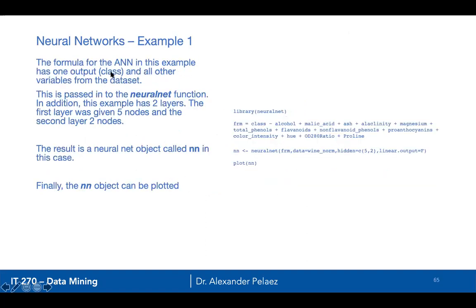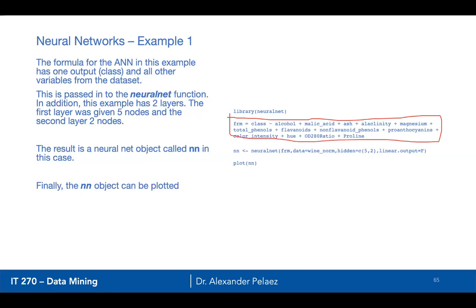So now the formula for A and N in this example, we're basically going to create a formula, and that's what we're seeing here. Okay, this is my formula. There is no shortcut like in a linear model. You can use the period and stuff like that. You cannot do that here. You've got to put the whole formula.